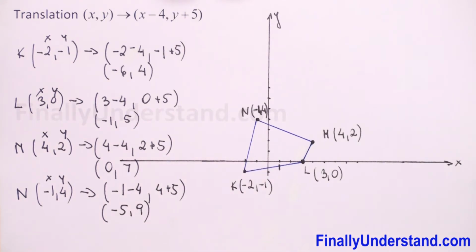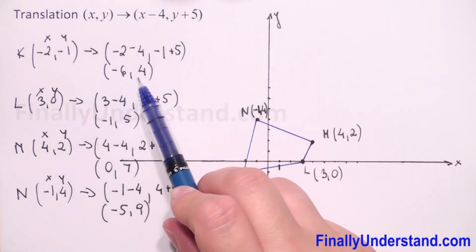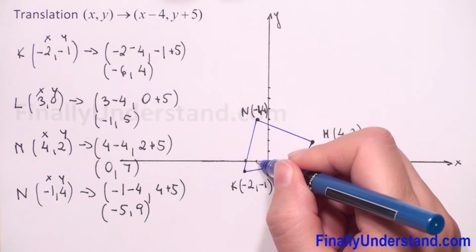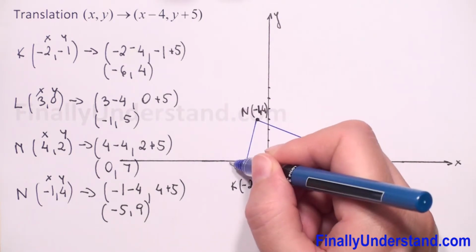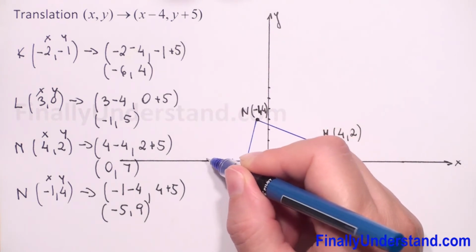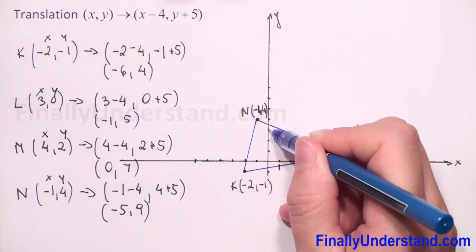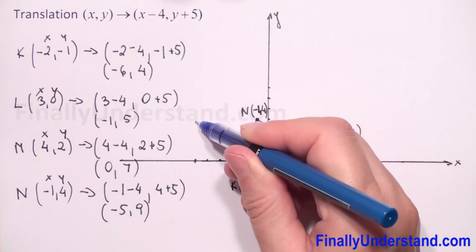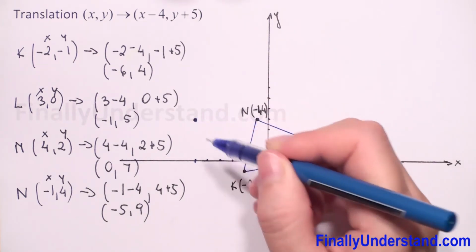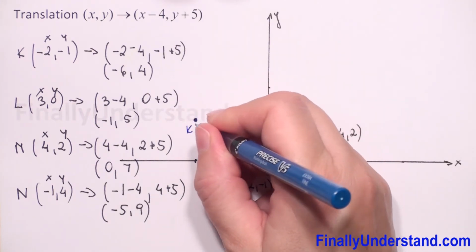So let's find these points. We have first (-6, 4). So this is -1, 2, 3, 4, 5, 6, and 4 up: 1, 2, 3, 4. So this is our point. Let me mark that this is point K prime now.